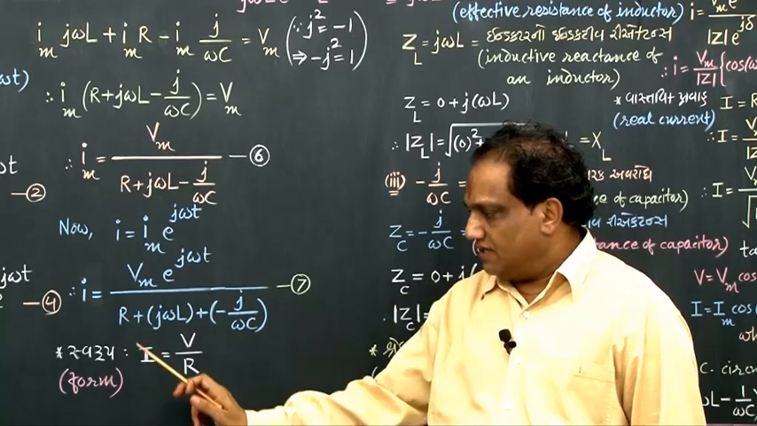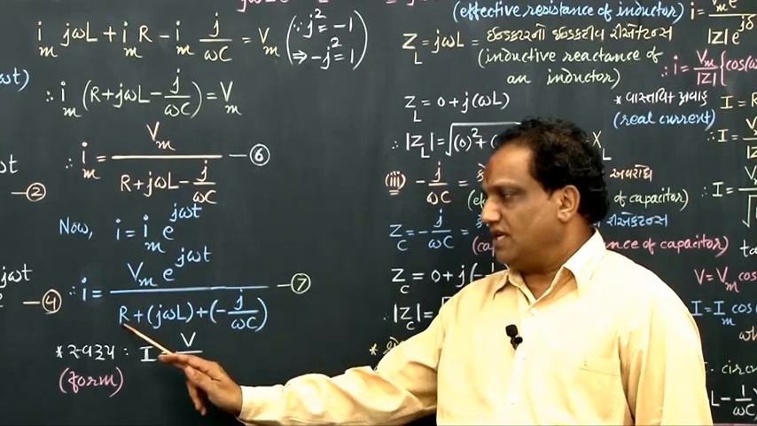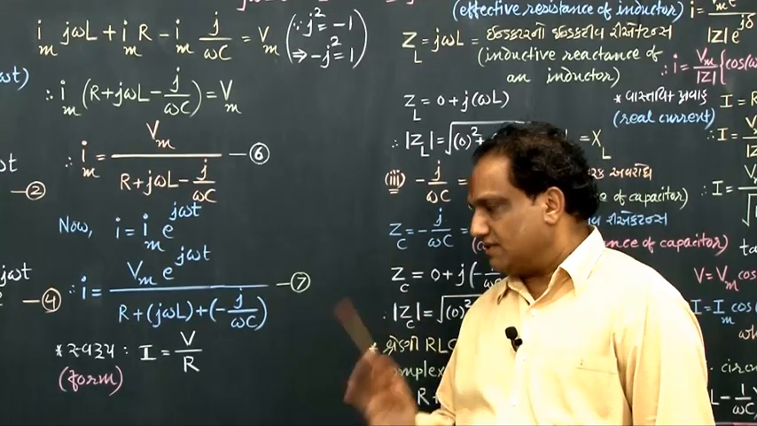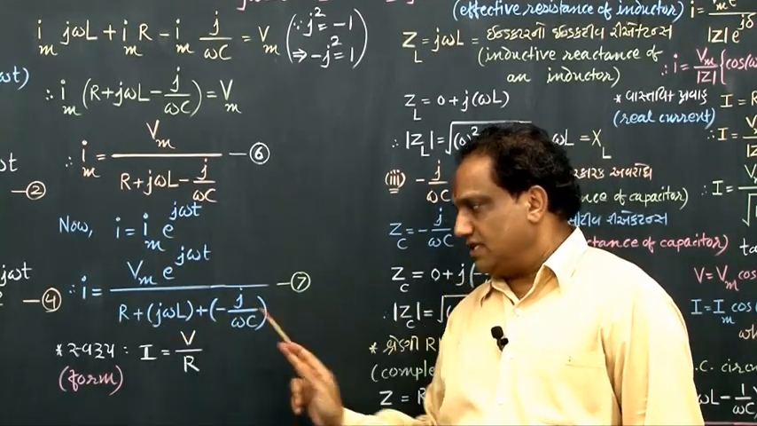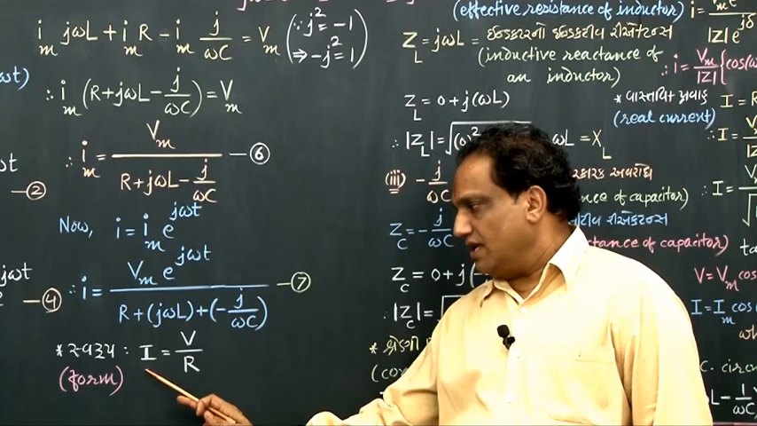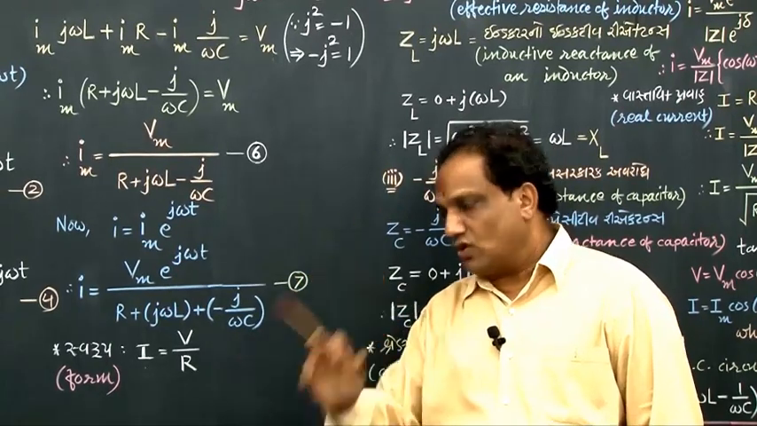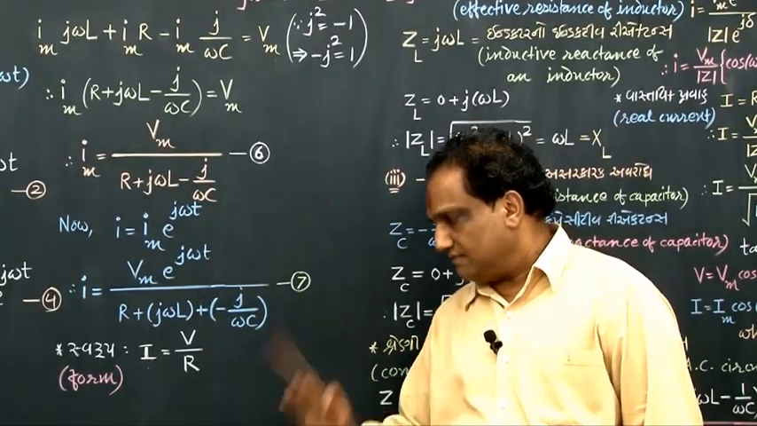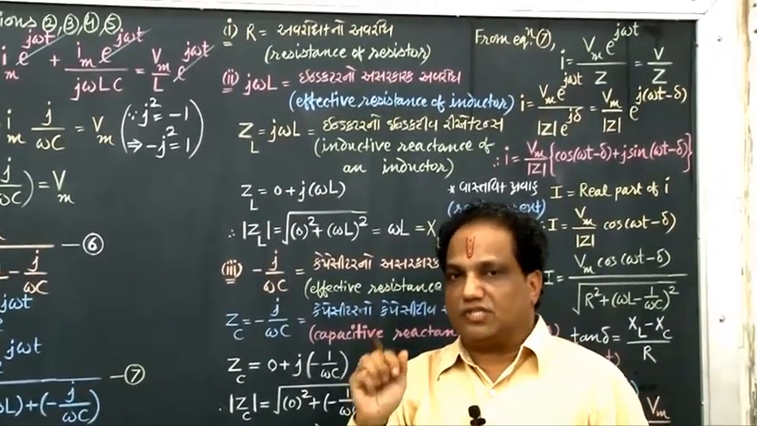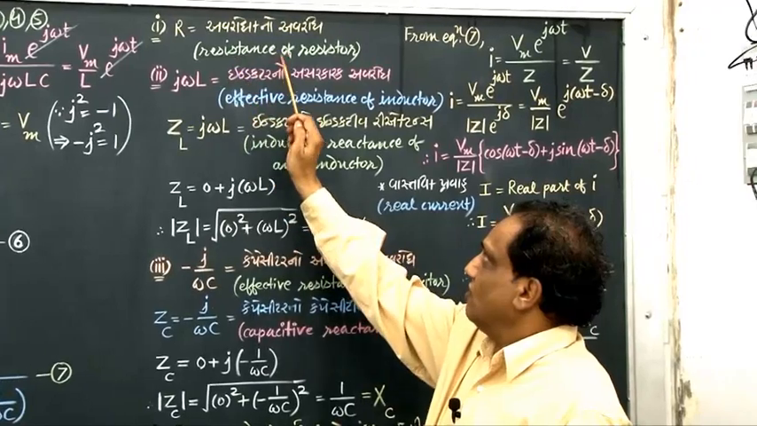Now this left hand side is current. This denominator is some sort of resistance, because with resistance you can add only resistance. If this is current and this is the resistance, this has to be voltage, because according to Ohm's law, current equals voltage upon resistance. So the form of this equation is very much like Ohm's law, I equals V upon R. Now tell me, what is this R? Resistance of resistor.